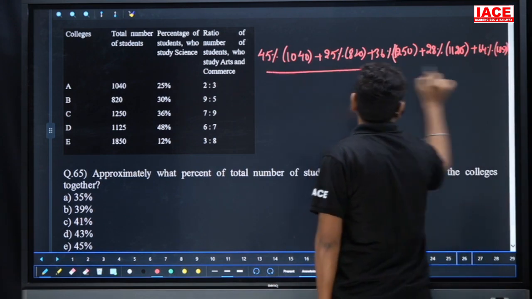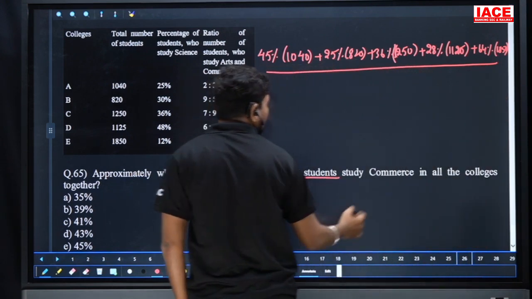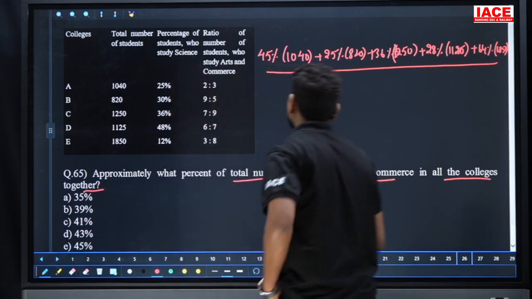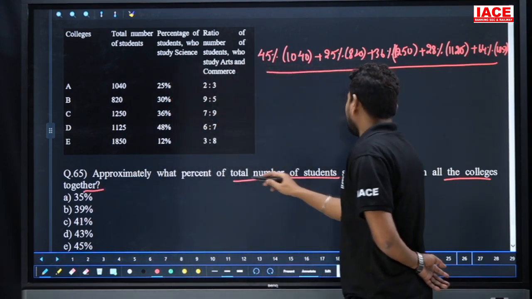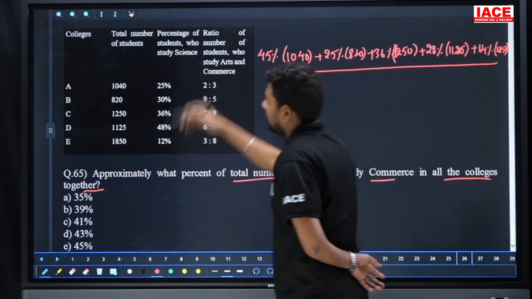Why total values? What is the question they are asking? Approximately what percentage of the total number of students study commerce in all the colleges together? Total number of students in the colleges. So here, the total number of students who study commerce in all the colleges. All the colleges together means we have to record all the values also.